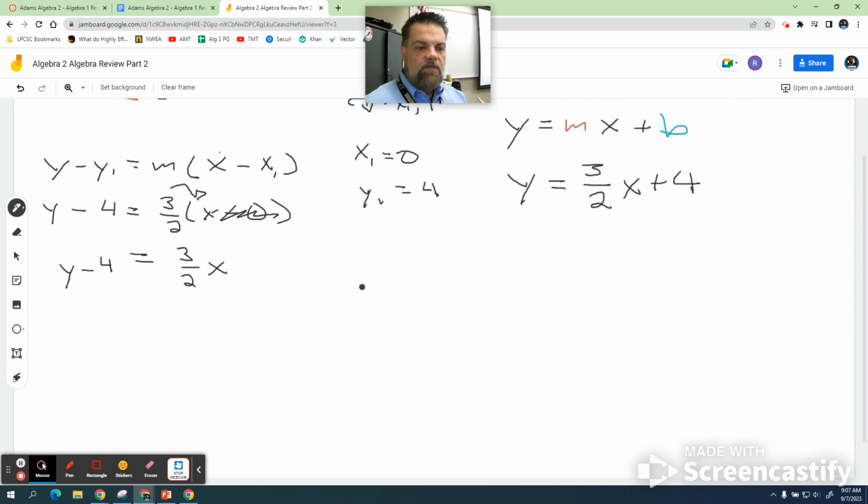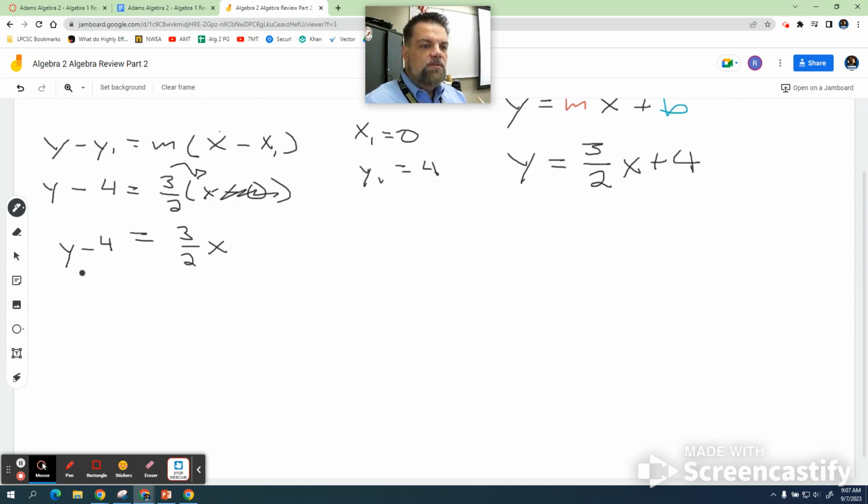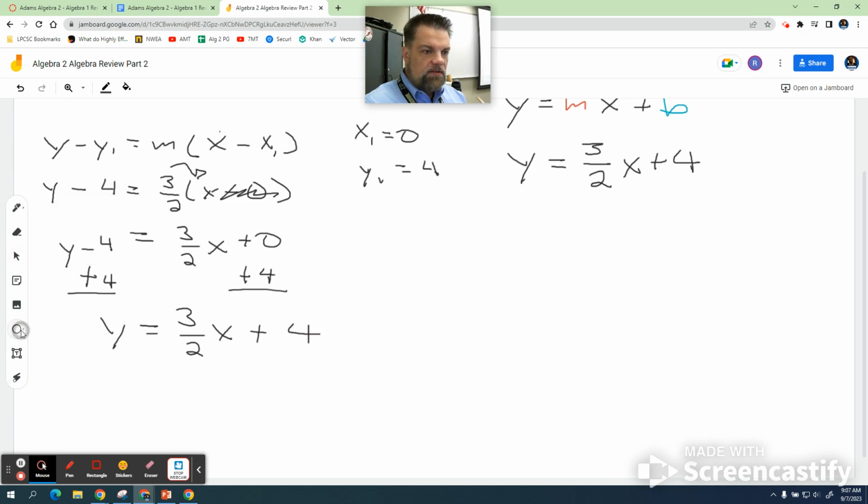If I want to move that 4 away, what do I have to do? Add 4 to both sides. Now, there's nothing to add 4 to over here. I suppose you could say plus 0 over here if it makes you feel better. And then you get y is equal to 3/2 times x plus 4. Okay.